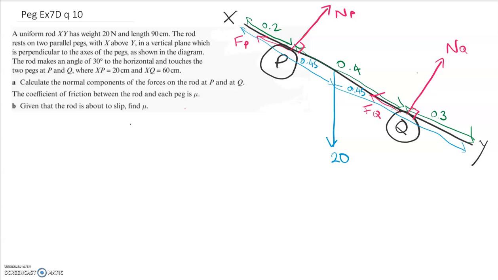Okay, it says calculate the normal components. So calculate NP and NQ. Now, because they're already perpendicular, I think it makes sense to take moments from one of the ends. And I'm going to take moments from Y.